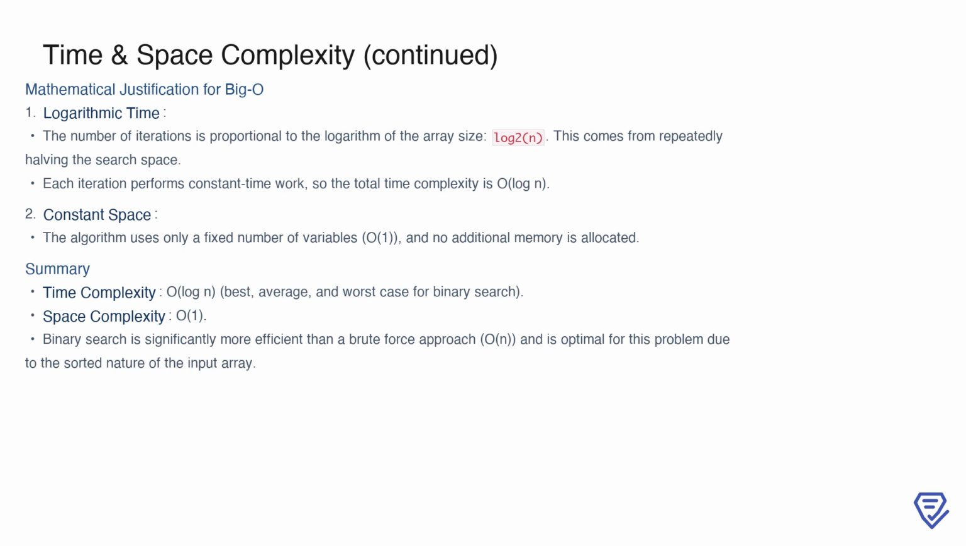Additionally, the algorithm uses only a fixed number of variables without allocating any extra memory, resulting in a constant space complexity of O(1). In summary, this solution achieves O(log n) time complexity in all cases, best, average, and worst, while maintaining O(1) space complexity. This makes binary search not only more efficient than a brute force approach but also the optimal choice for solving the fixed point problem, given the sorted nature of the input array.